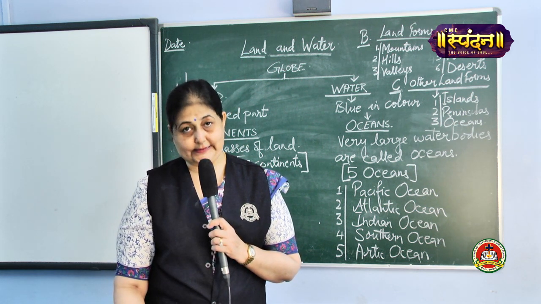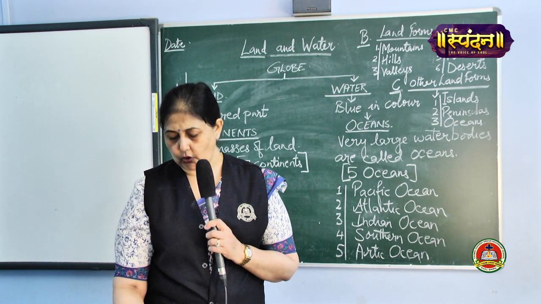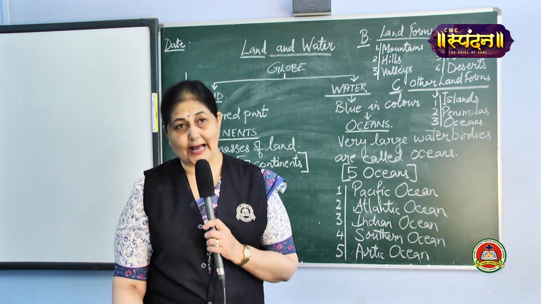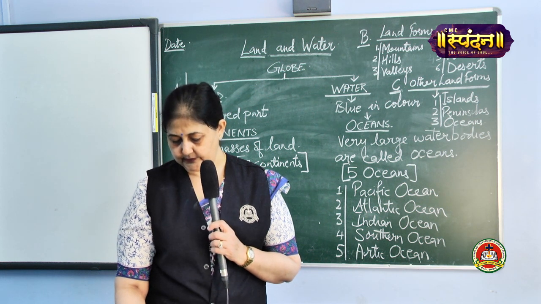Children, island. A piece of land surrounded by water on all sides is called an island. Islands may be found in oceans, seas, or rivers.